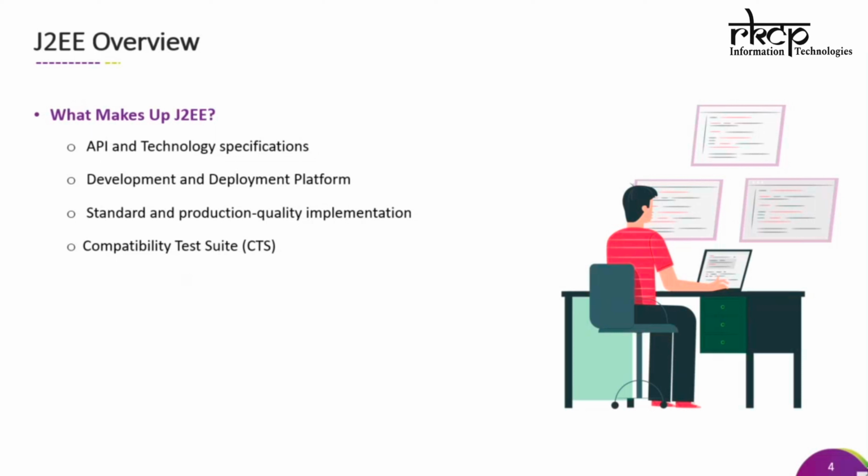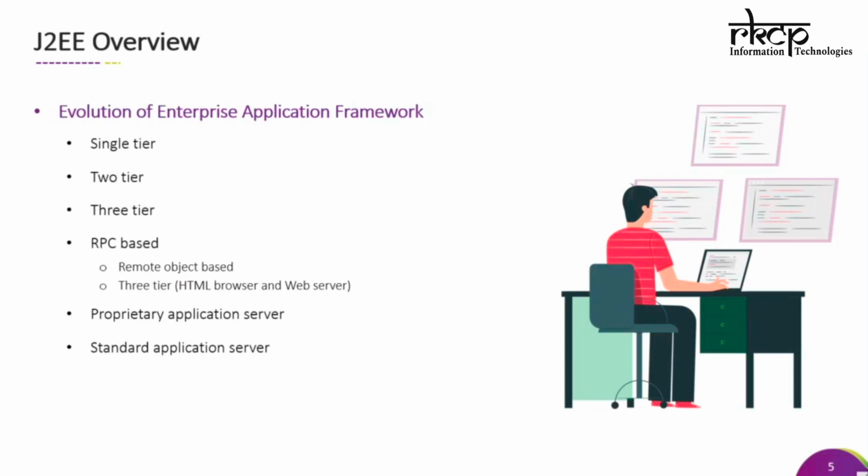So if I try to build the entire J2EE, what mindset should be there? Here, it is an API and technology specification, development and deployment platform, standard and production quality implementation, and a compatibility test suite, CTS, is there. What is the meaning? See here.